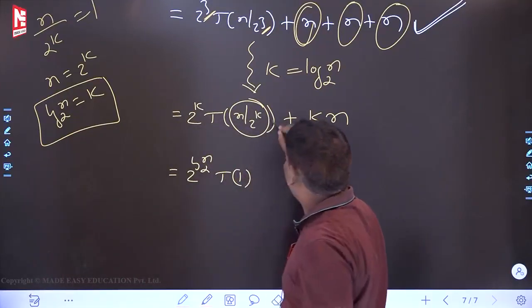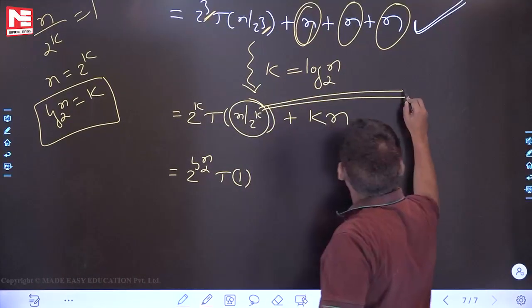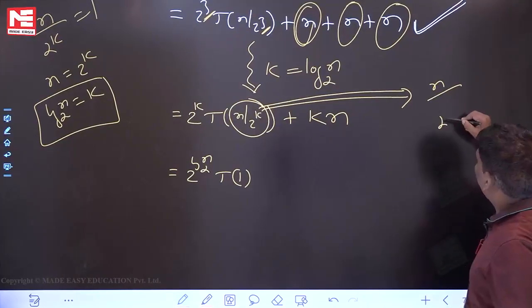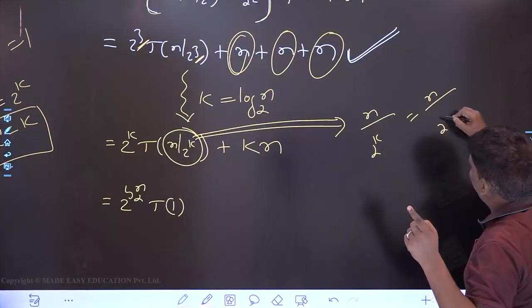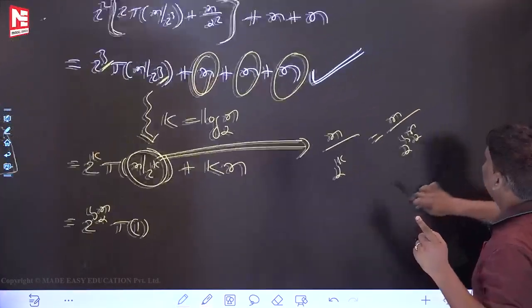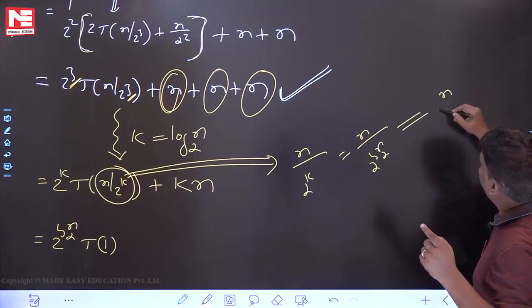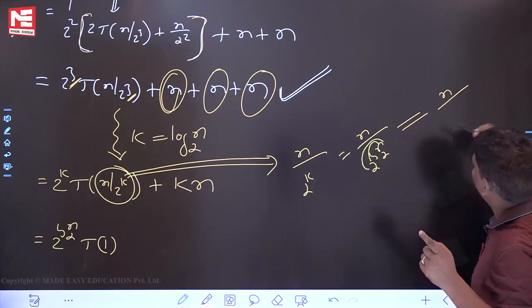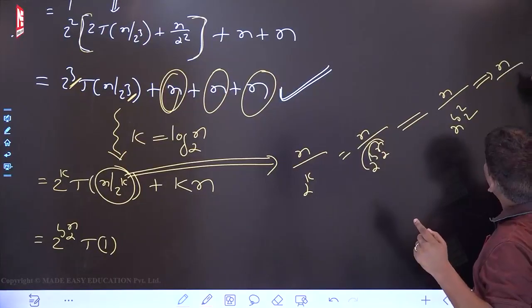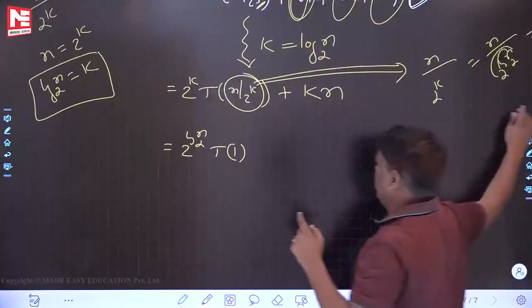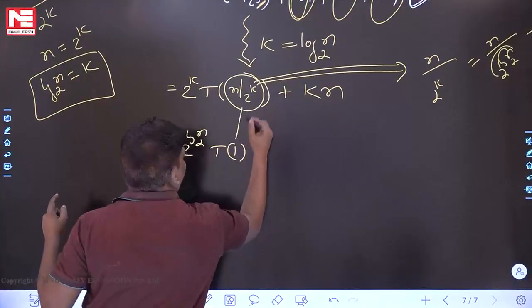Some people are asking, sir, how is it 1? Let's check here. See this one, n by 2 power k, which will become n by 2 power log n base 2. This n will go here, 2 will go here. The answer is n power log 2 base 2, which will become n by n, means 1. That's how this became 1.